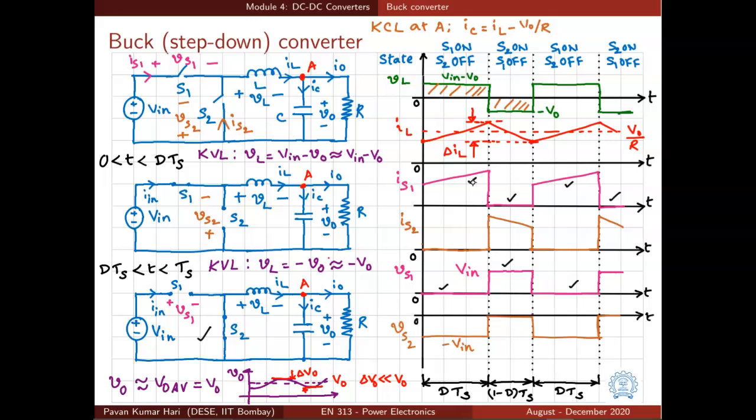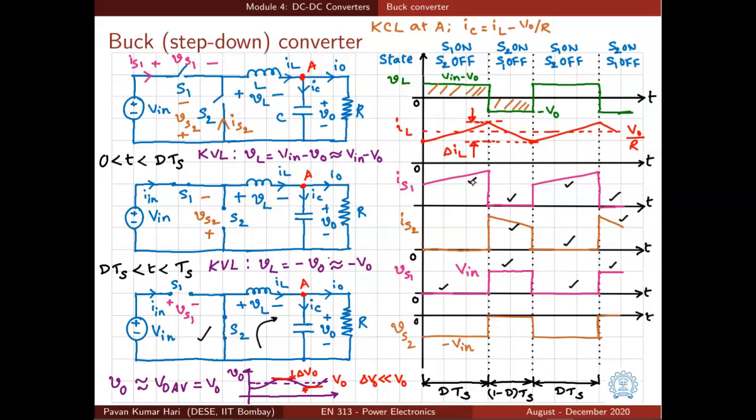Now let us look at the switch S2. When S2 is on, see the current direction of S2 defined here. So when S2 is on, the current flowing through S2 is the same as the current flowing through the inductor. That is what is shown from the second circuit. And when S2 is off, the current flowing through it is 0. So that is how the waveform of S2 can be plotted.